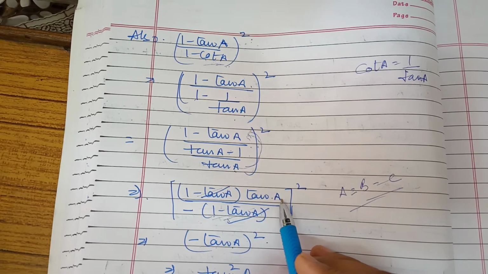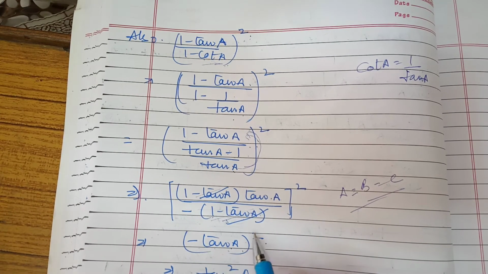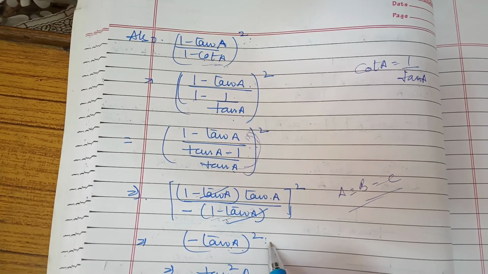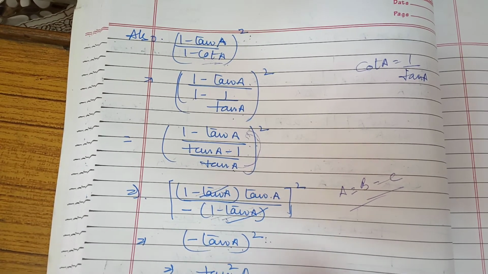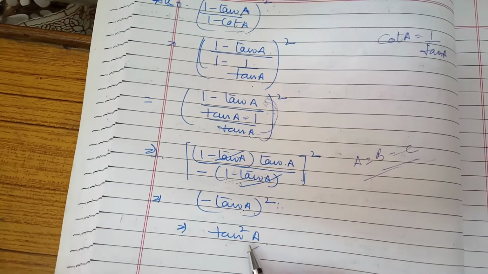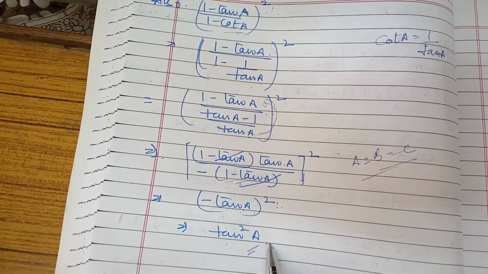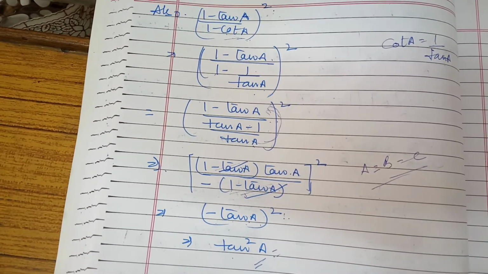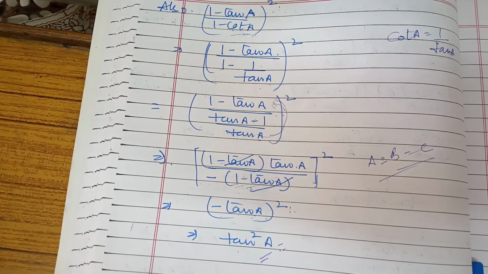And what is left here? That is minus tan A whole square. If we do any square of negative term, that will become positive. So it will become tan square A. So in this way, all the three terms are equal to tan square A, and we get our result.